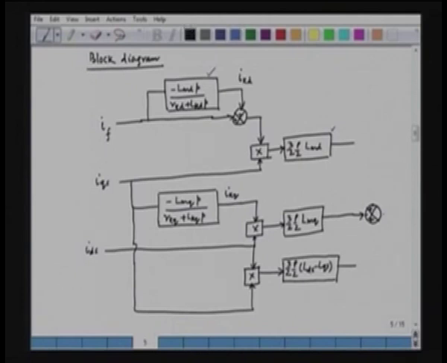So, the final torque expression is TE, which has got three terms. The first term is here, the second term will have a negative sign in this case, and the third term is the reluctance torque, which is LDS minus LQS, 3 by 2 P by 2, into IDS into IQS.